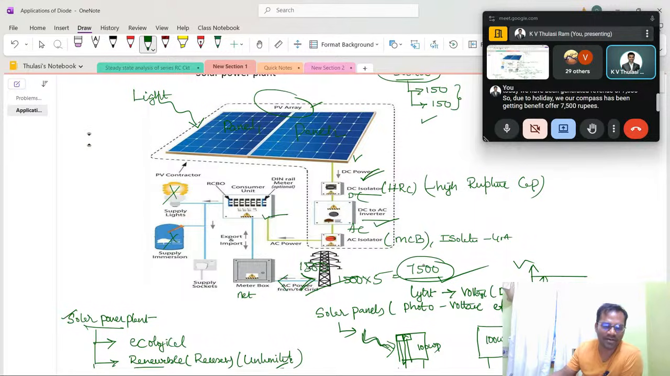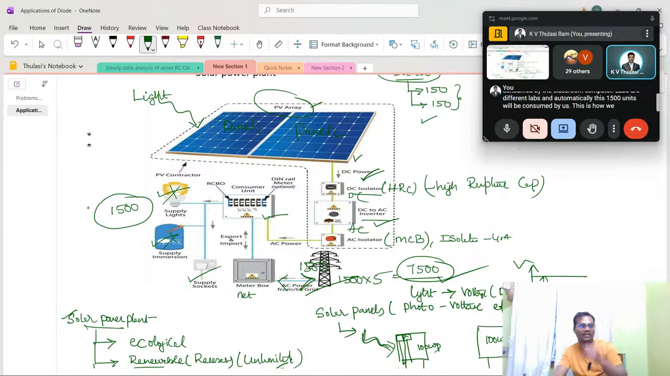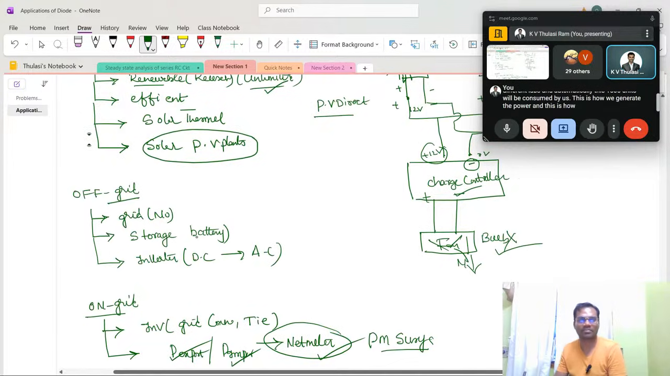But when the college is running today, the total power generated will be consumed by the classrooms, computer labs, and different labs, and automatically these 1500 units will be consumed by us. This is how we generate the power, and this is how the total plant is set up around us.